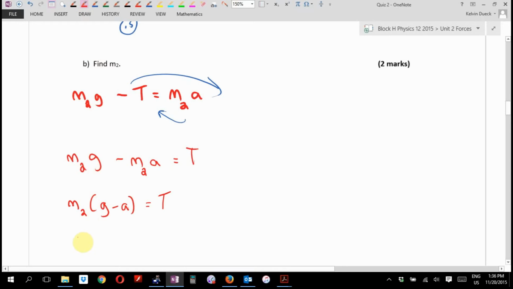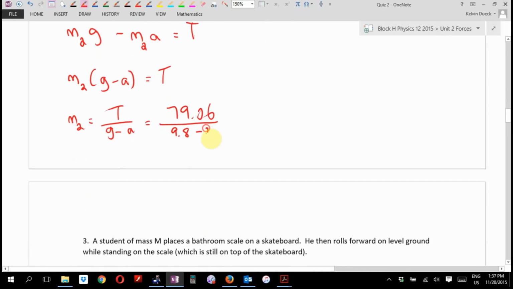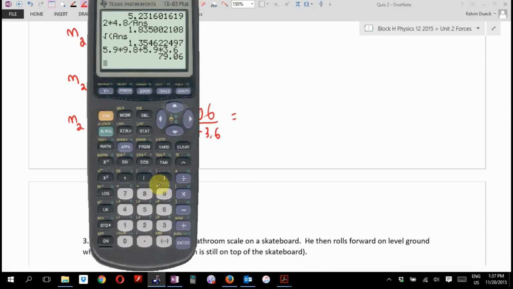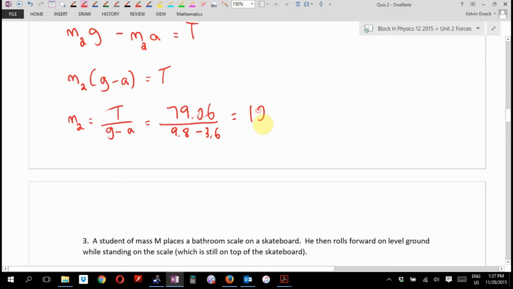So if I hear you, Dustin, correctly, and I think I do, you're telling me M2 is going to be the tension divided by G minus A, which is going to be 79.06 divided by 9.8, take away, what was A, 3.6? Okay. You get 12.75. I'll go 12.8, I guess. And kilograms.